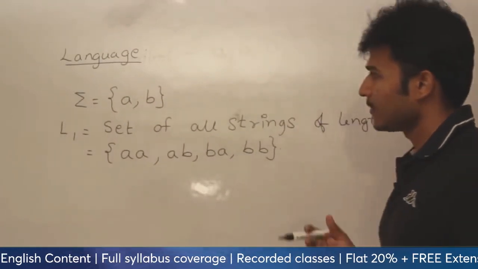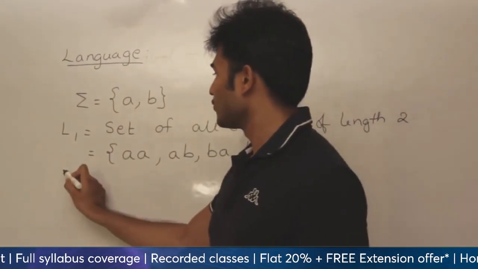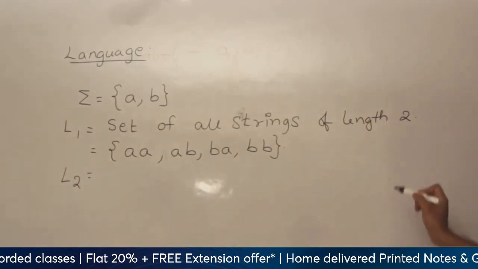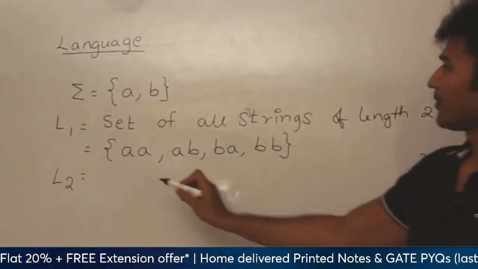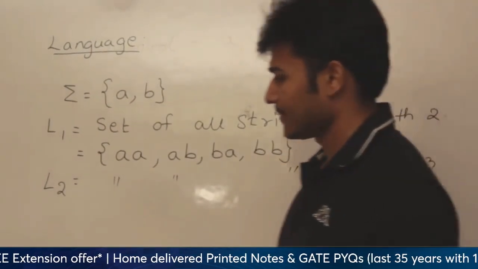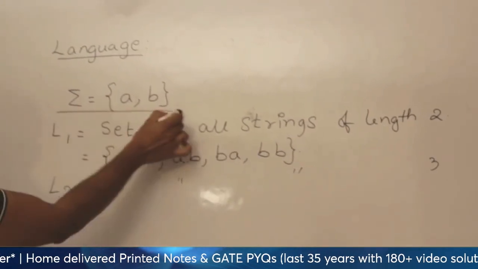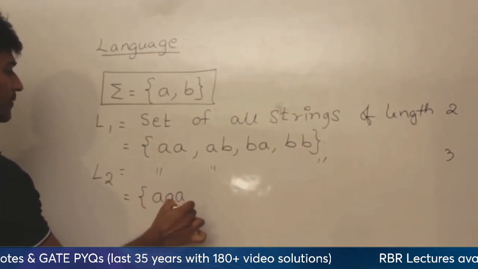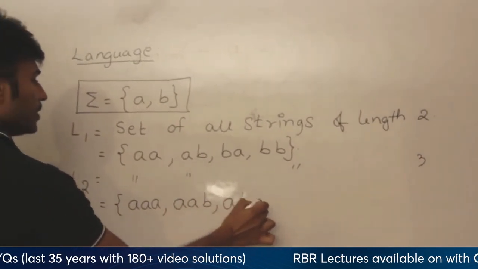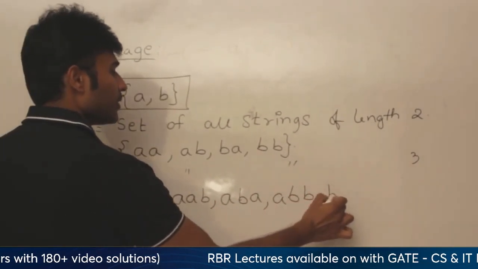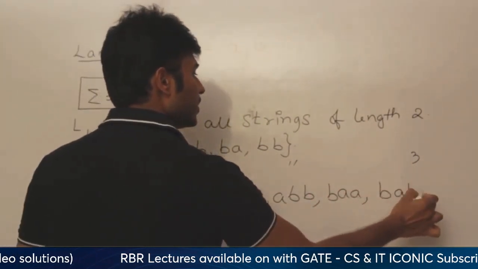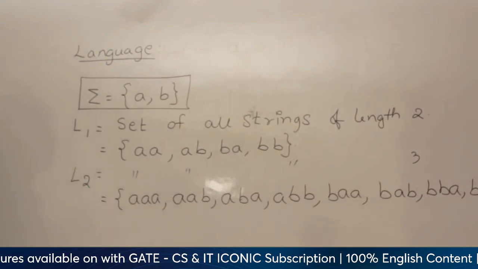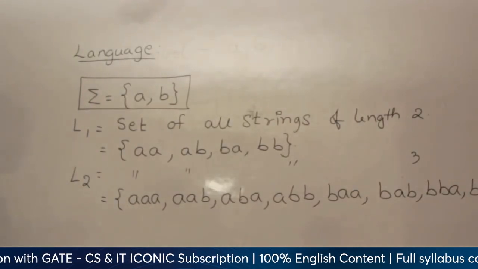Let us define one more language, L2. Let us say L2 is the set of all strings of length 3 over the same alphabet sigma equal to A comma B. Then L2 is going to be AAA, AAB, ABA, ABB, BAA, BAB, BBA, BBB. Right, so there are 8 strings. Again, this L2 is also finite.